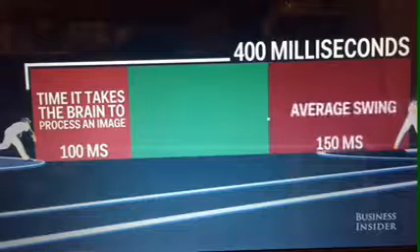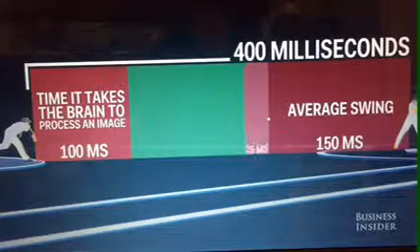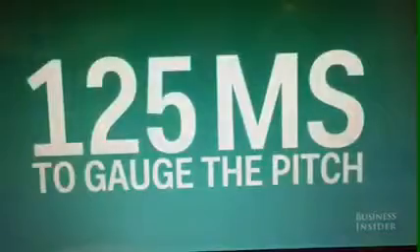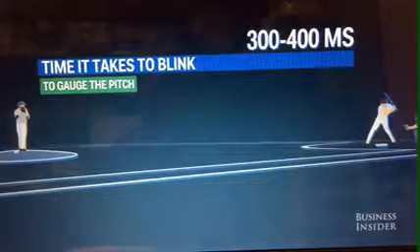On top of that, it's going to take 150 milliseconds on average to get his bat around to meet the ball, and 25 milliseconds for his brain to send the signal to his body to swing. That leaves him with just 125 milliseconds to gauge the pitch and decide whether or not to go for it. To put this in perspective, it takes 300 to 400 milliseconds just to blink.